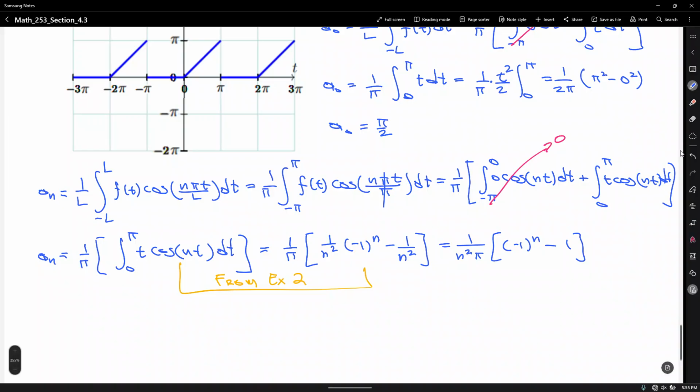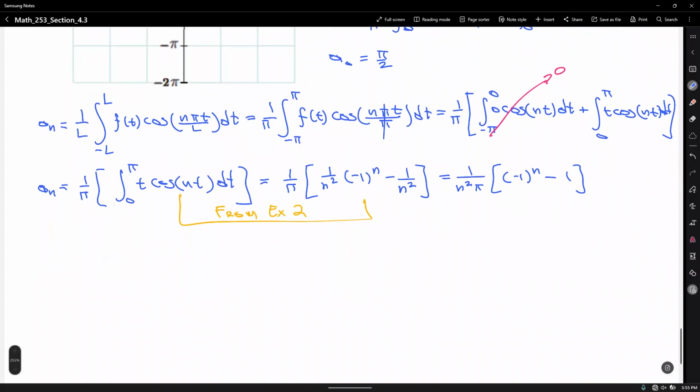All right. So now we need to calculate one more, b sub n. That's going to be the interesting one to do. All right, so b sub n, can we actually kind of box this?